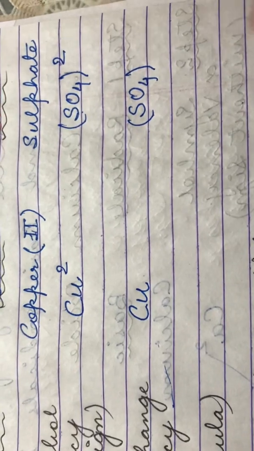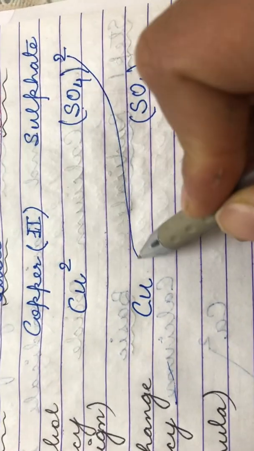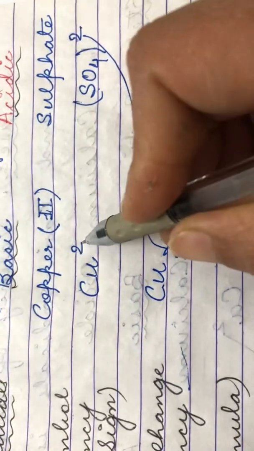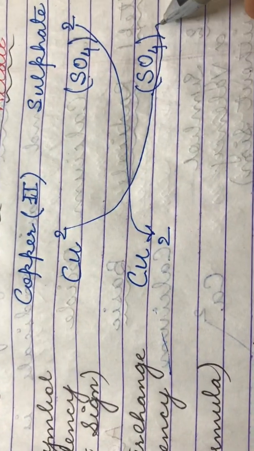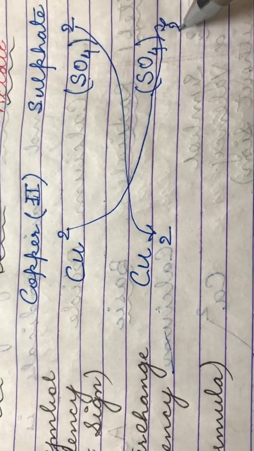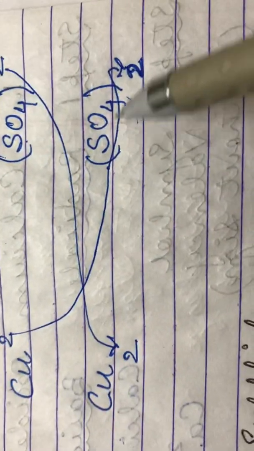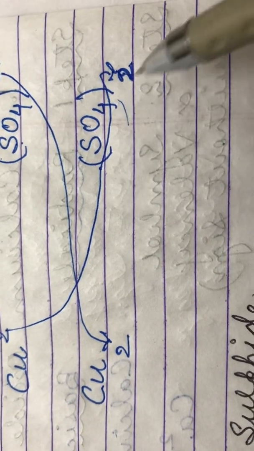Now show the interchange. To show the interchange, this 2 comes down here in the subscript of copper, Cu. This 2 comes down here in the subscript of SO4. Now please remember children, SO4 is one complete formula. You will not put the 2 along with this, you will put it below it.